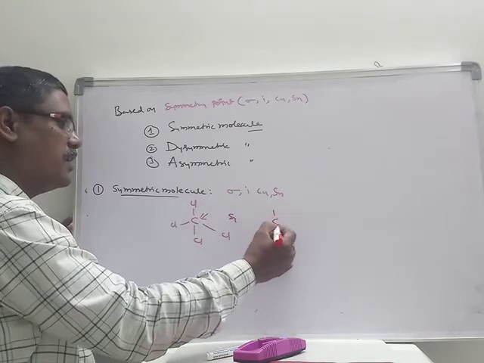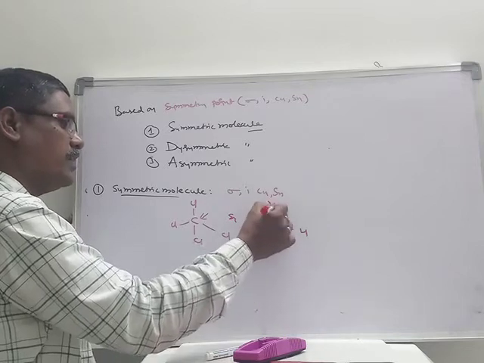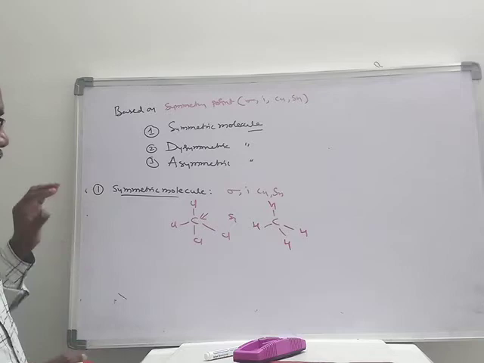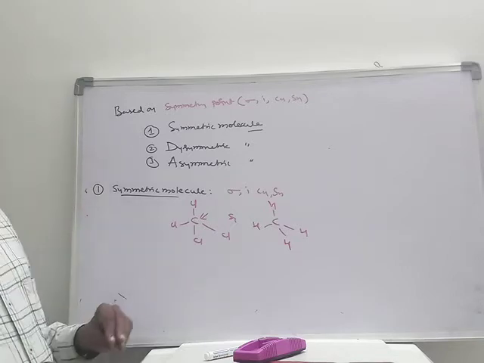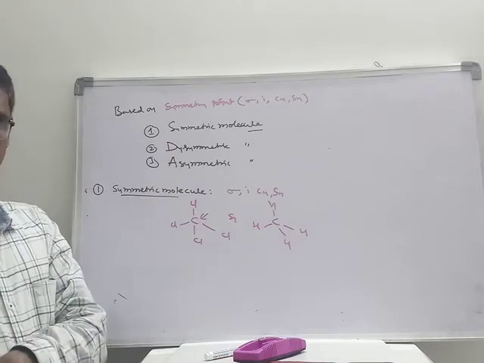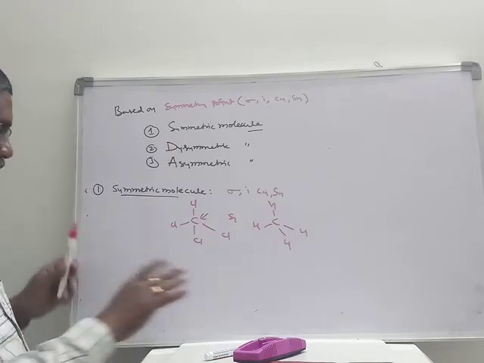And if you take methane also, this is also a symmetric molecule. That's why a symmetric molecule is optically inactive. And in a symmetric molecule, all sigma, I, Sn, Cn are present.